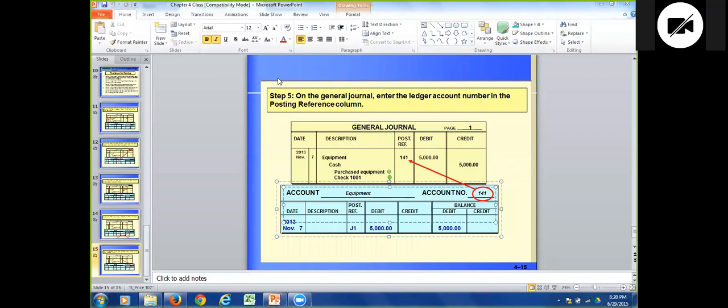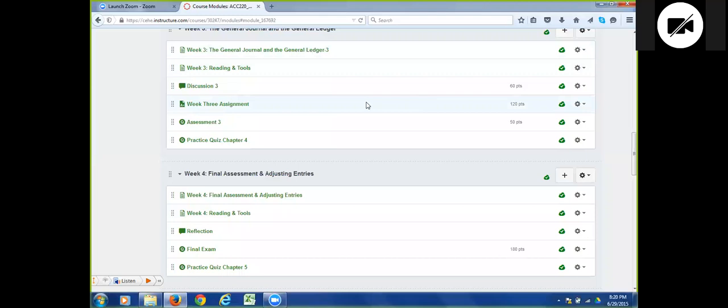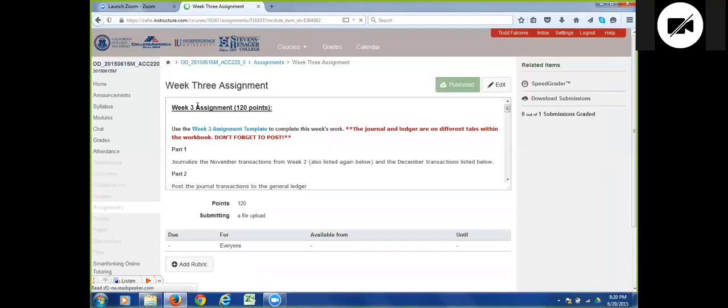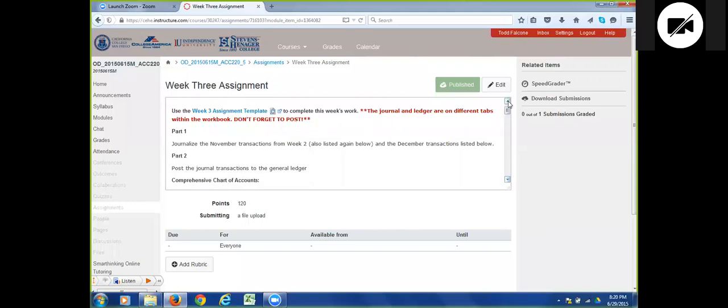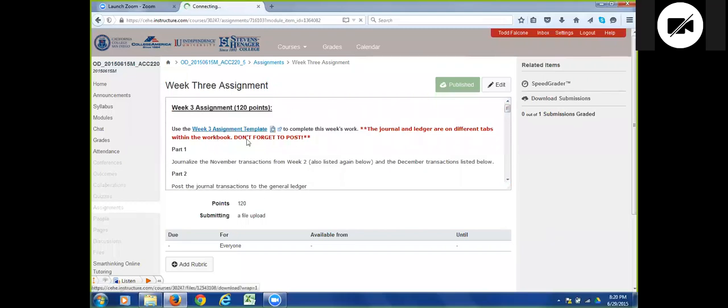All right, so that is the PowerPoint. Like I said, it was a pretty short one. So let's look at the assignment. Let me just bring this up. A lot of these transactions, actually all the November transactions, are the same as last week's. So let's open this.